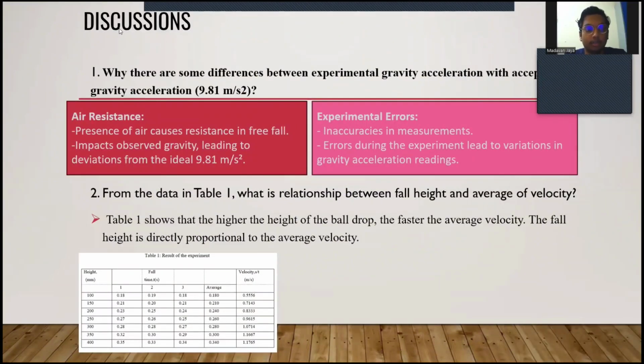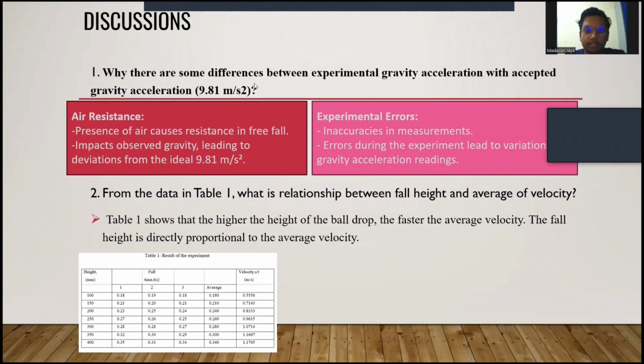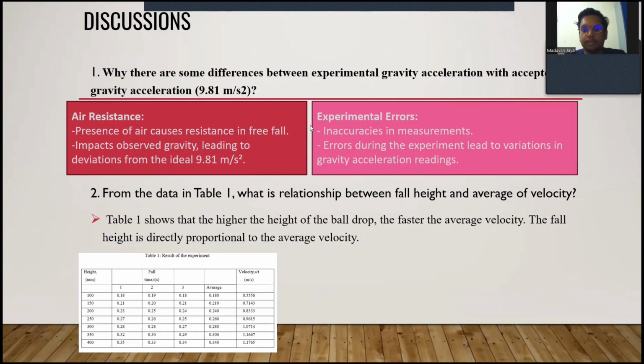We are going to look at the discussion for our Lab 9. Why are there some differences between experimental gravity acceleration and accepted gravity acceleration? Two factors are air resistance and experimental errors. Air resistance is the presence of air that causes resistance in free fall, impacting observed gravity and leading to deviations from the ideal 9.81 meter per second. Experimental errors incur inaccuracies in measurement. Errors during the experiment led to variation in gravity acceleration readings.